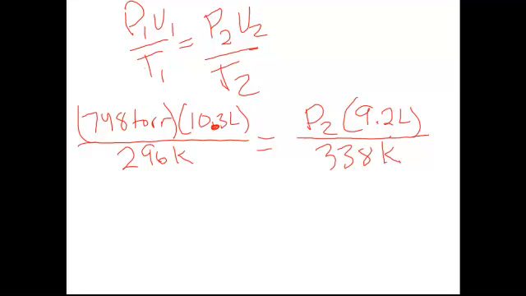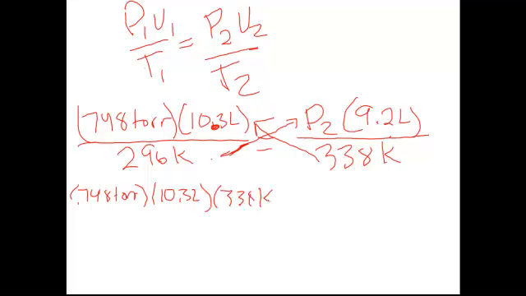Now, just like with Charles' law, don't let all these numbers mess with you. Just like Charles' law, we do the same thing. All that we're going to do is cross multiply. We're going to move that up to there, and we're going to move that up to there. So overall, we're going to have 748 torr times 10.3 liters times 338 Kelvin equals P2 times 9.2 liters times 296 Kelvin. Okay, so it's a very similar process to what we did with Charles' law when we cross multiply.